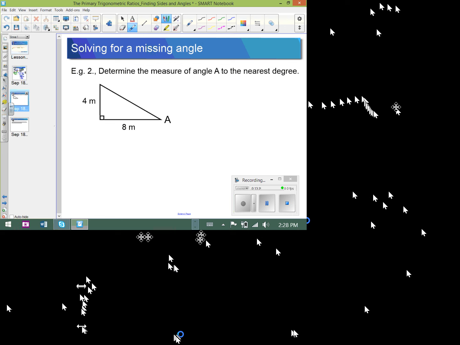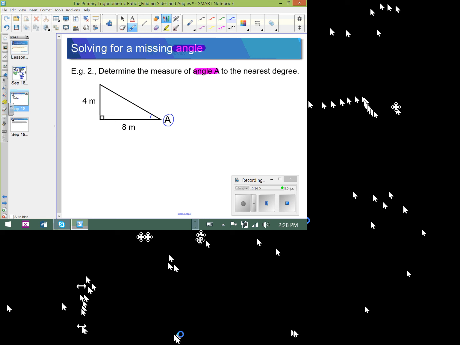So let's check this one out. Here's a big difference. Okay. This one here, we are going to go for the missing angle. Okay, this is different. We dealt with sides. You can use this stuff for angles too. Well, let's give it a go. So determine the measure of angle A, this one right here, to the nearest degree.